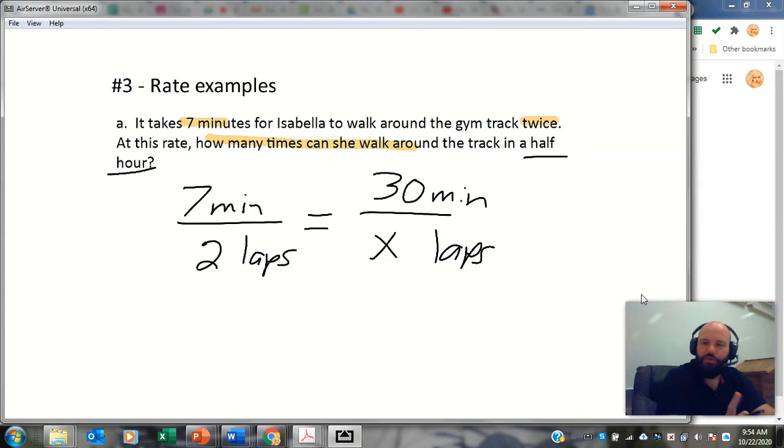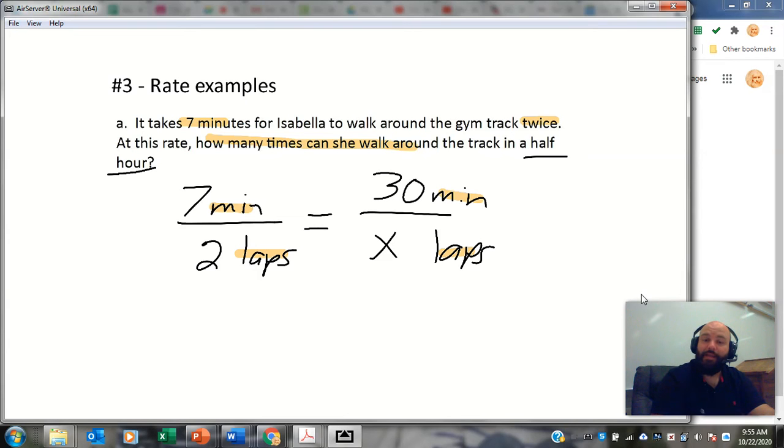And so what I wanted you to notice about when I set up this proportion is the proportion is set up with the same units, both in the numerator and both in the denominator. This is the most important part about when you set up a proportion before you solve it: you have to be consistent with the units. So you can see I have minutes on top in this one, minutes are on top in this one, and I have laps on the bottom here, and laps are on the bottom here.